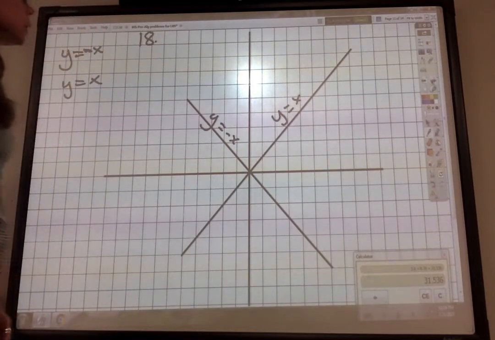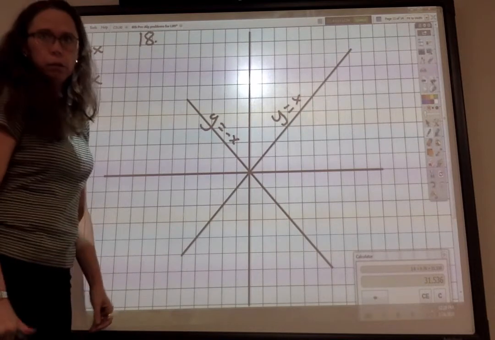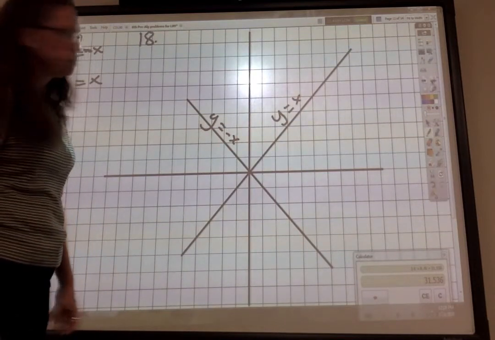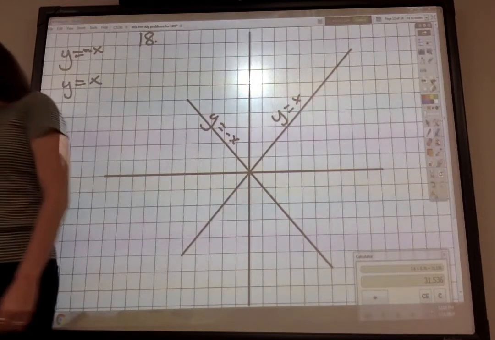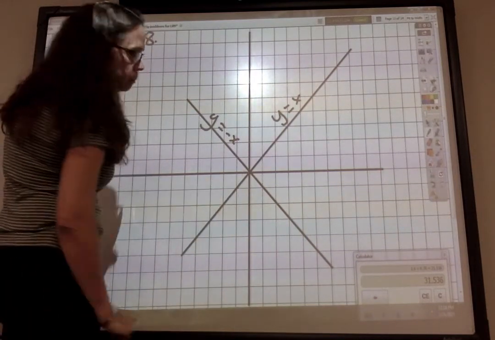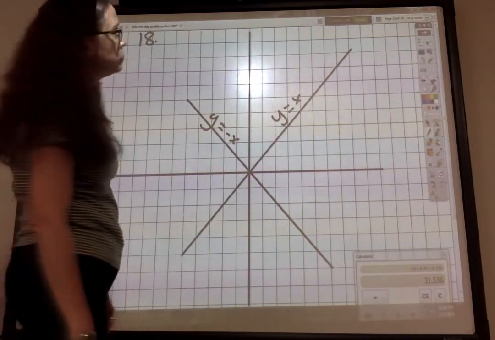Okay, so it says what is the relationship between these two lines? These two lines are perpendicular. Okay, they're perpendicular. And then it says where do they intersect? They intersect at the origin. They intersect at 0, 0.